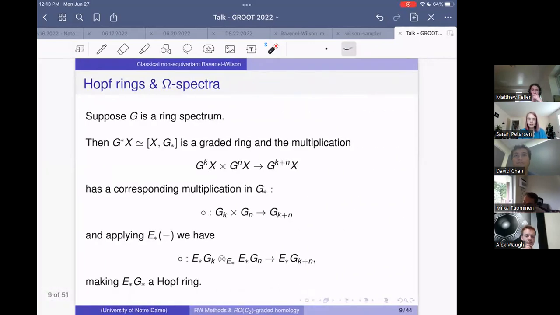We can consider spectra G that are a ring spectrum. Then the cohomology is also going to have the structure of a graded ring, and the multiplication given by the cup product is going to have a corresponding multiplication, here denoted by the circle product, in the spaces G_k of the spectrum. And then once again, we can apply our homology theory E and get a circle product in homology. And this makes the E homology of G a Hopf ring.